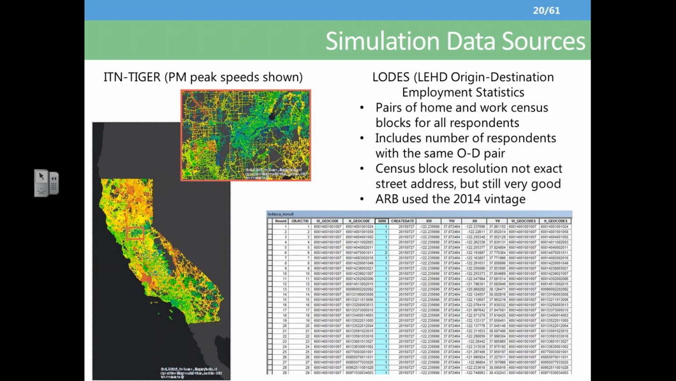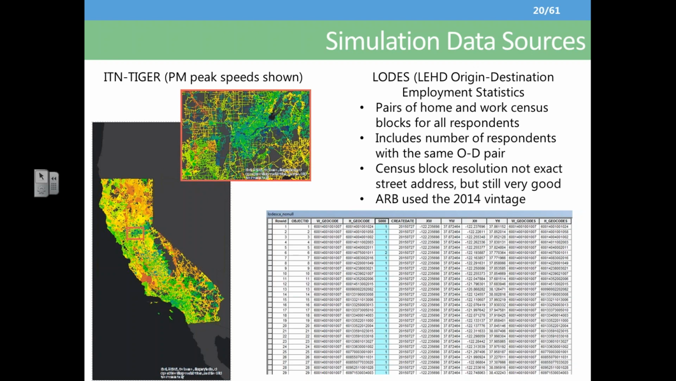So over here on the left, we have the ITN Tiger data set. This is what we utilize in our calculation of coverage, and it's colored according to travel speed, basically. So these are the PM peak speeds. We utilize PM peak in all of our CHIT evaluations because within this ITN Tiger data set, it's slightly slower on average than the AM peak. So essentially, in a way, we're looking at the worst case scenario for coverage by using PM peak.